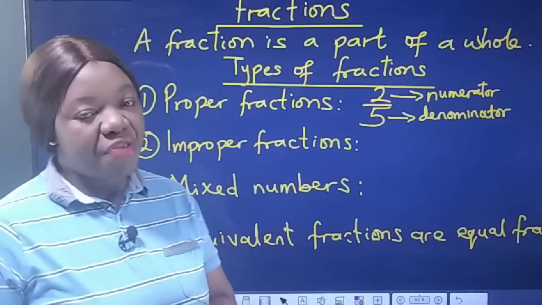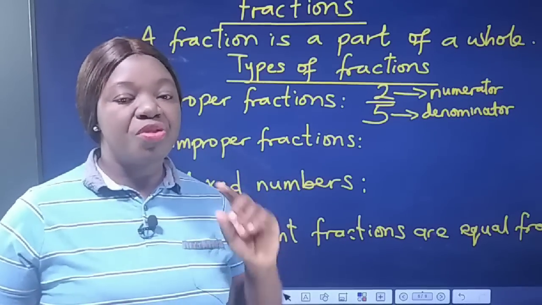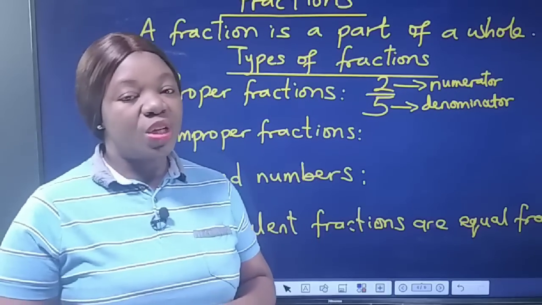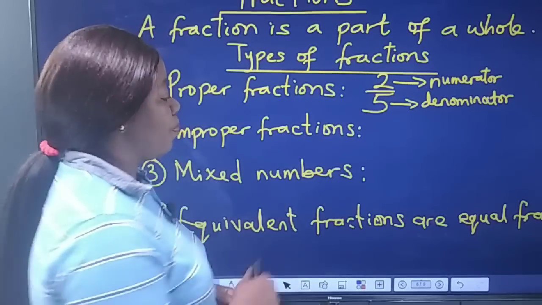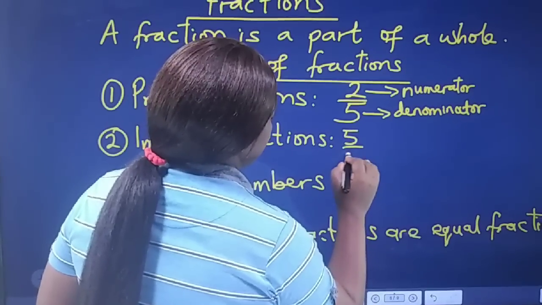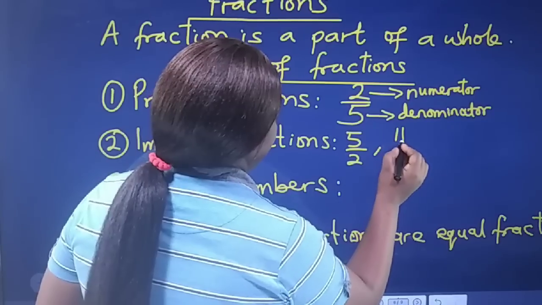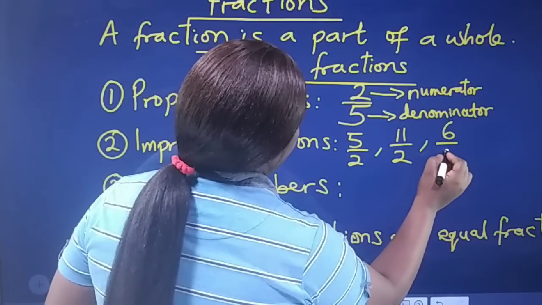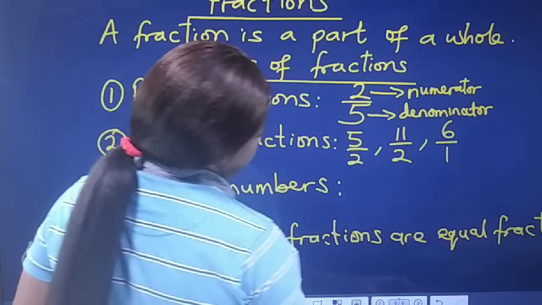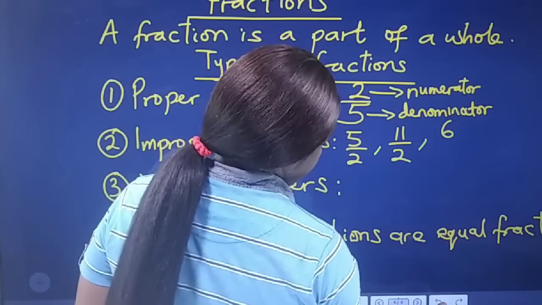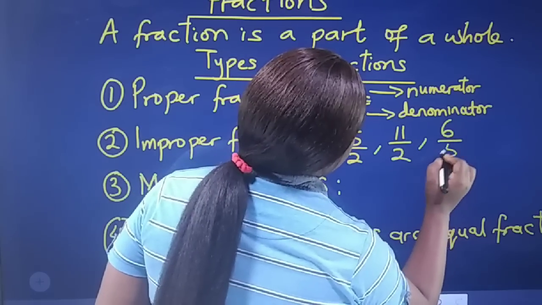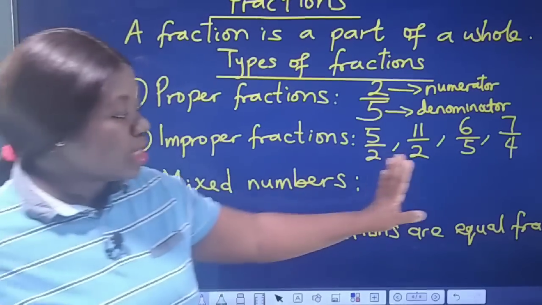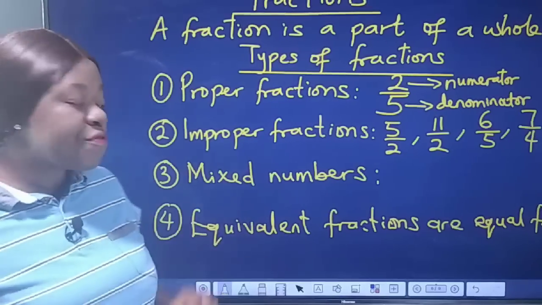Let's talk about improper fractions. When the numerator is bigger than the denominator, that fraction is an improper fraction. Examples are 5 over 2, 11 over 2, 6 over 1 or 6 over 2, 6 over 5, 7 over 4. These are examples of improper fractions.